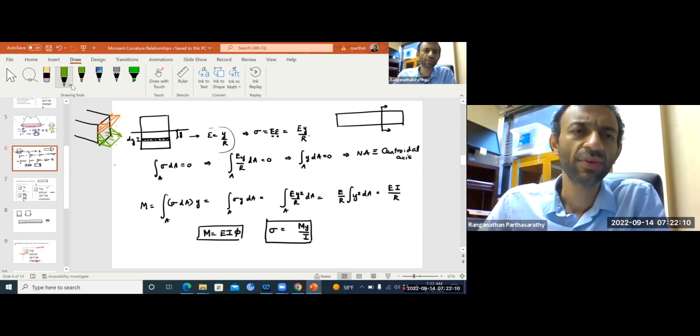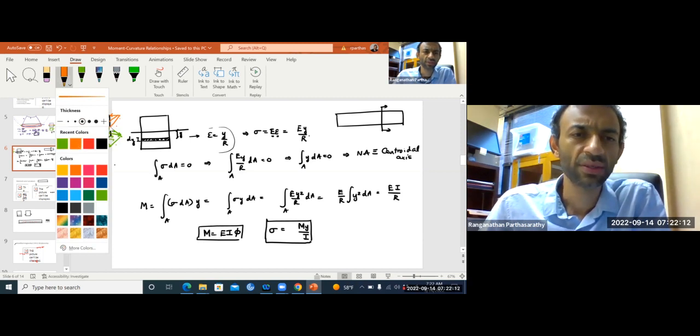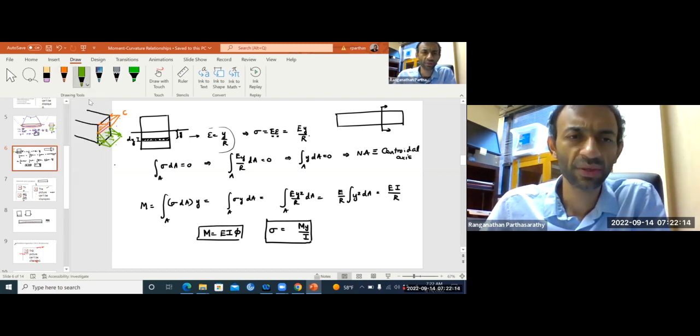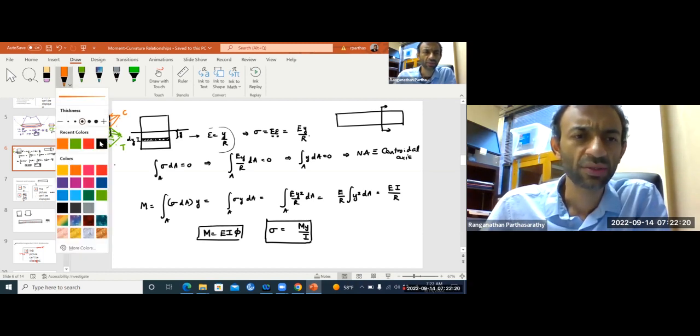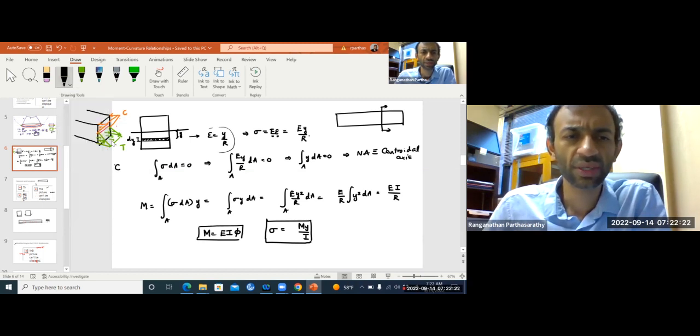Right? So we will call this C, we will call this T, compression and tension. So we know we need to have force balance. So there is no axial force at any cross section. So C should be T. That means the integral of the total force over this cross section must be 0. Or if you integrate the stress over the entire area, you should get 0.